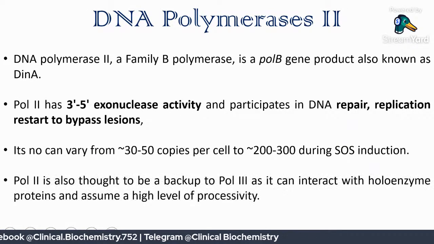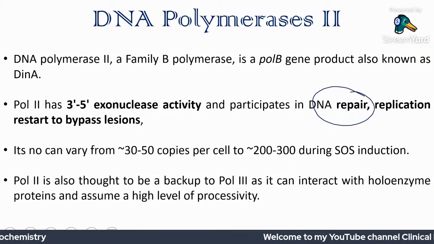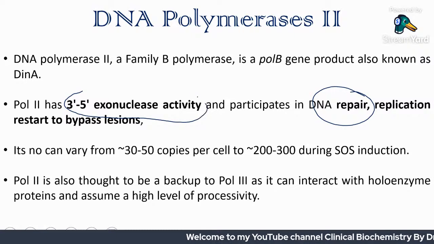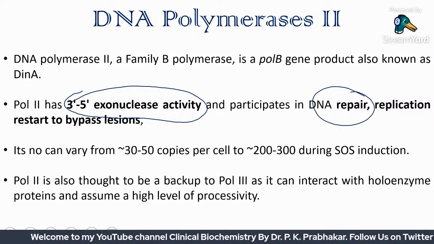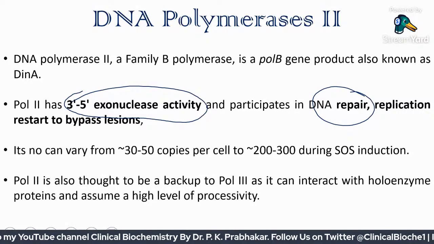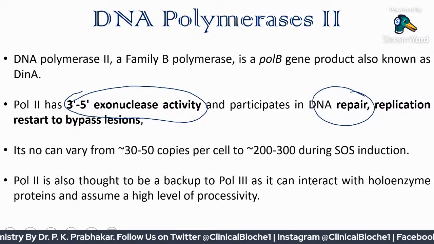Polymerase II, normally we are not using for the replication process mainly. It is mainly used for DNA repair systems, and it has 3'-5' exonuclease, meaning proofreading power, other than this polymerase activity. That is their significance. They have a little more processivity and higher speed than polymerase I.